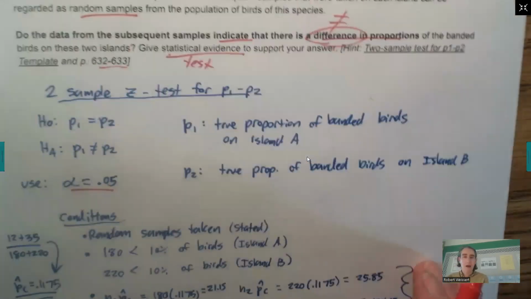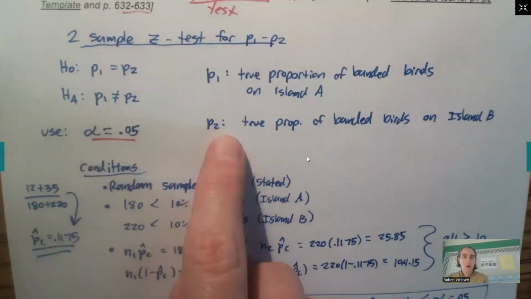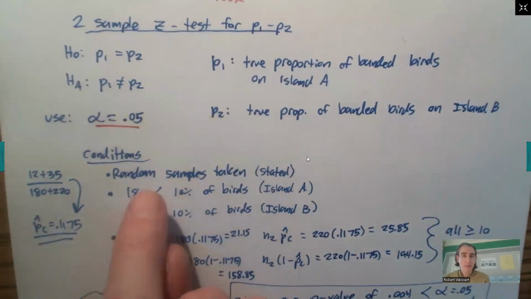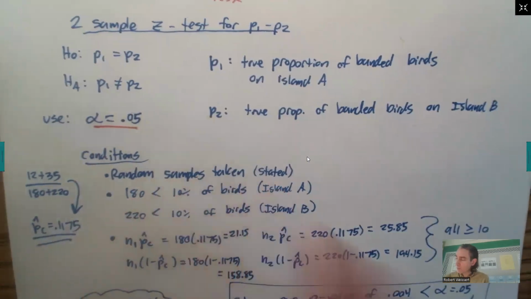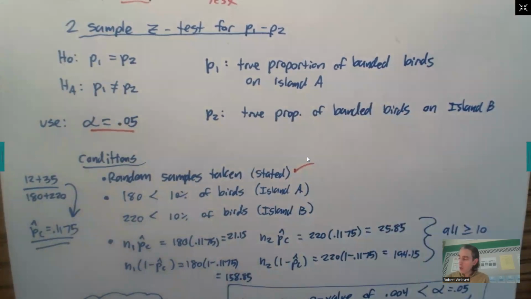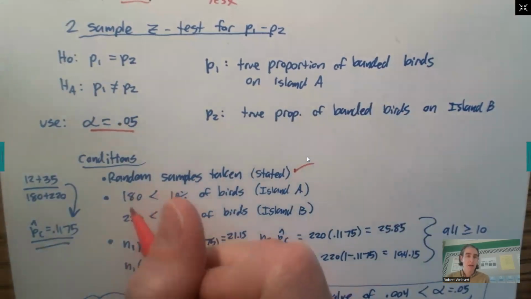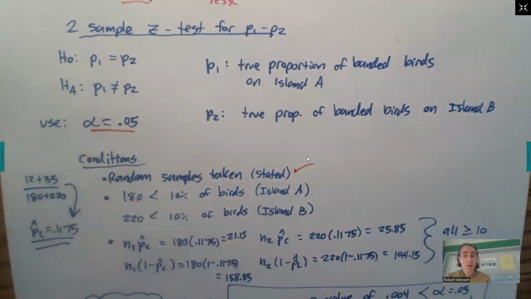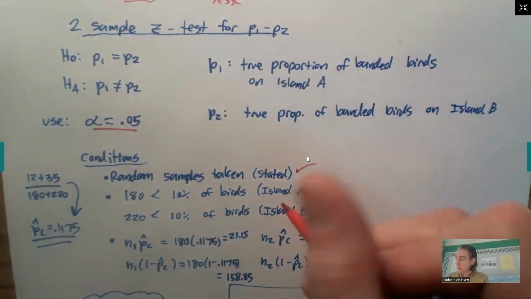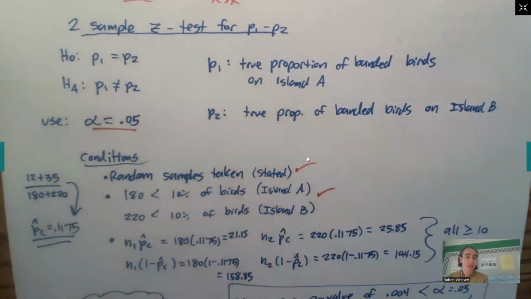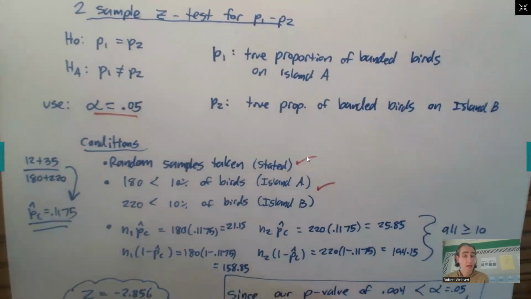So anyway, once you've done that and defined your parameters, let's go on to our conditions. We want to check that random samples were taken. It's stated in the problem, so we have to state that here. We can assume that our 2 sample sizes, 180 and 220 from our returned birds, are both less than 10% of both islands. That's the best I can say. I don't have any other information to say otherwise.